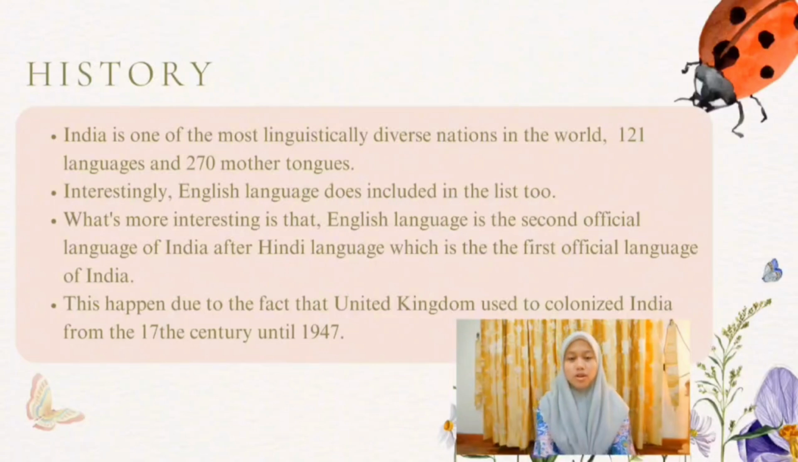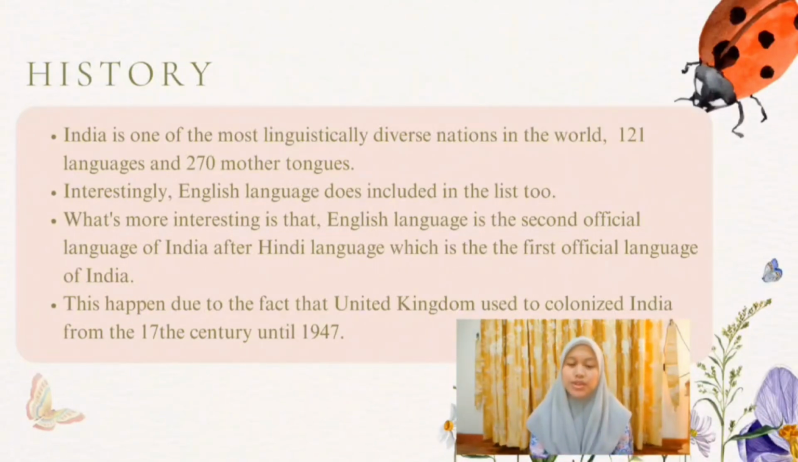A little background of India: India is one of the most linguistically diverse nations in the world. There are over 121 languages and 270 mother tongues. Interestingly, the English language is included in this list too. What's more interesting is that English itself is the second official language of India after Hindi.